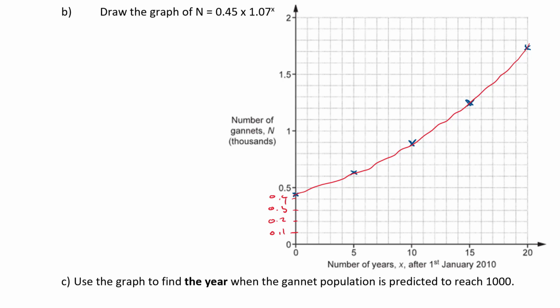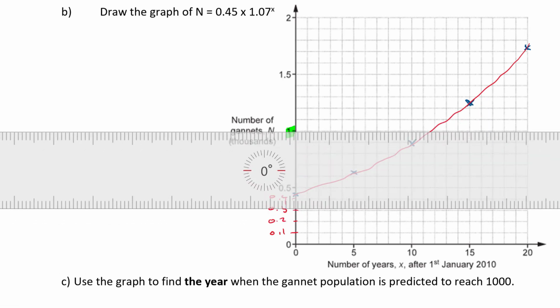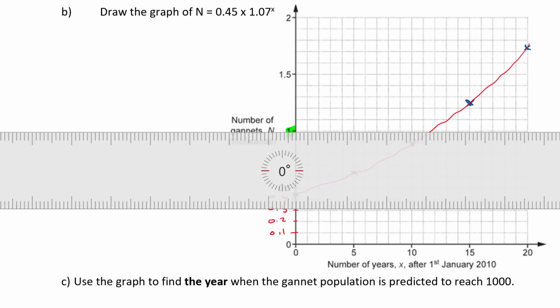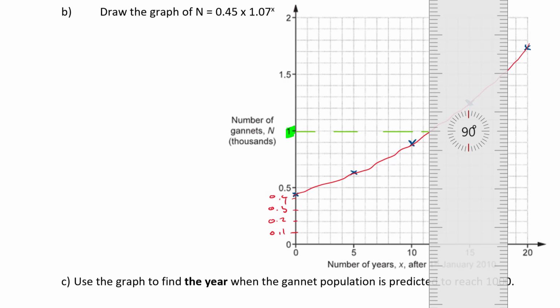Okay, and then finally it says use your graph to find the year when the gannet population is predicted to reach 1,000. Okay, so this scale n is in thousands, isn't it? So 1,000 is going to be here. Okay, so if I can then get my ruler out and read across from 1 or 1,000 until I hit my line. So read across from 1 until you hit the line. When you hit the line, I'm going to change direction and read downwards.